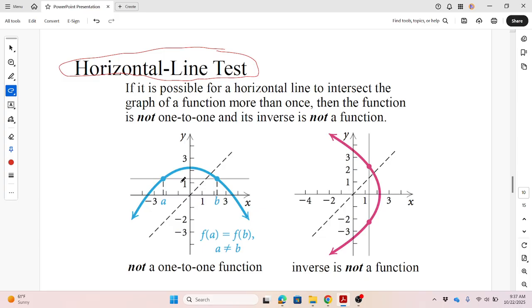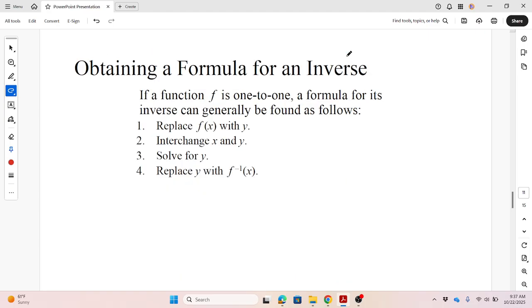Okay, and when you try to plot its inverse, it's not even a function. So the inverse is not a function. So you can use the horizontal line test to test whether the function is 1-to-1 or not. If you want to find the inverse of any given function, then these are the steps you can follow. I'm going to follow these steps while doing some examples.